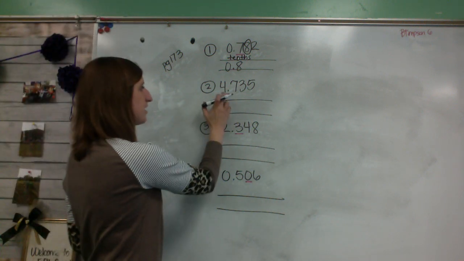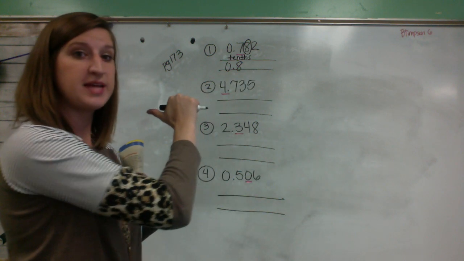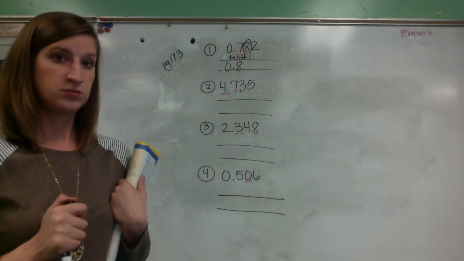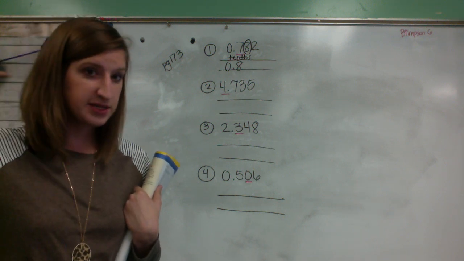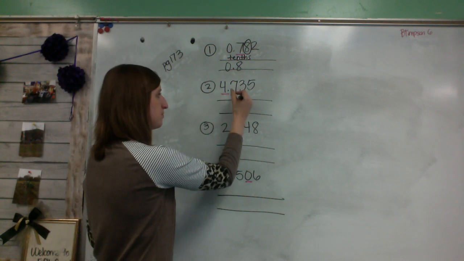Okay? What place value is the 4 in? It is to the left of the decimal. That's really important. That means the 4 is a whole number. So you should be thinking ones, tens, hundreds, thousands, 10,000s. That is in the ones place.